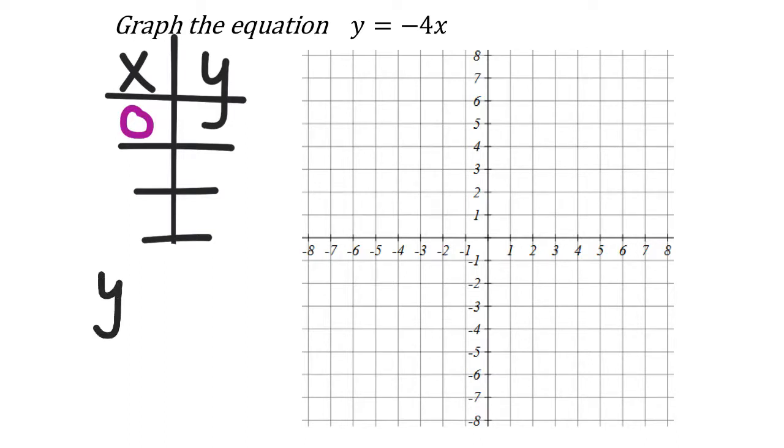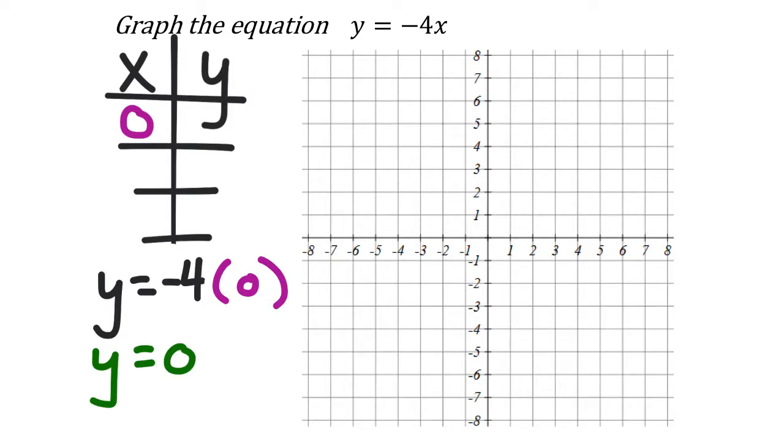I got y equals negative 4x. But now I'm looking for the value of y when x is 0. Well, that's pretty good. Again, I know anything times 0 is 0. So when x is 0, y also is 0, which creates the ordered pair (0, 0). That's right at the origin. So 0 is always a good number to choose because it's so easy to operate with.